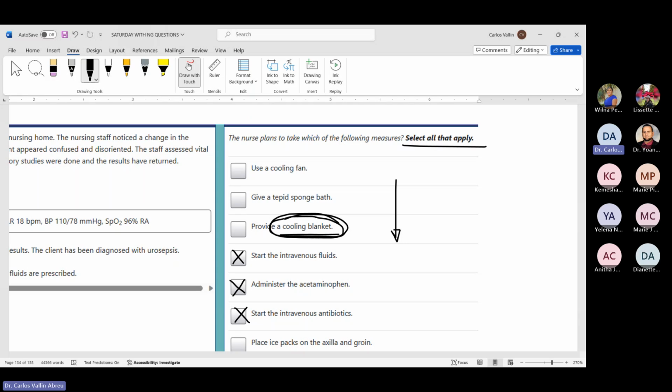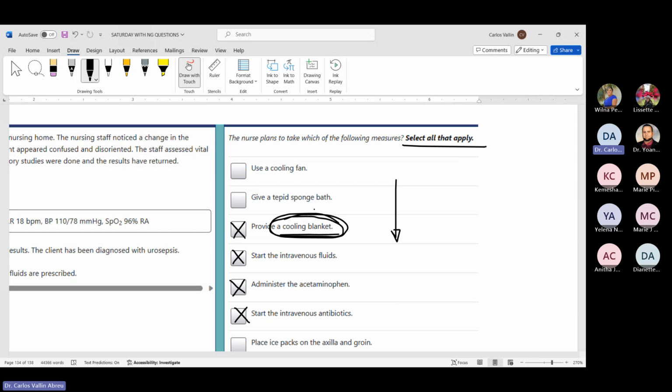And probably, if the client is in ICU, they are going to use a cooling blanket, apart from the acetaminophen, to reduce the fever. So you can be sure that cooling blankets are used in those cases. If we use a cooling blanket, using a fan or using a tepid sponge bath or placing ice packs on the axilla and groins should not be indicated.